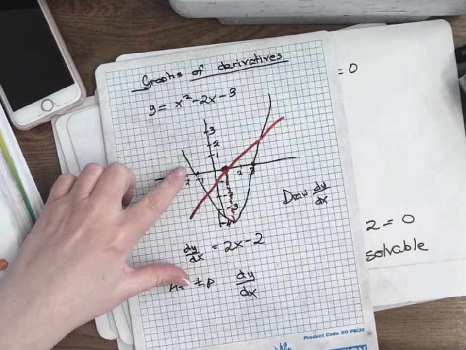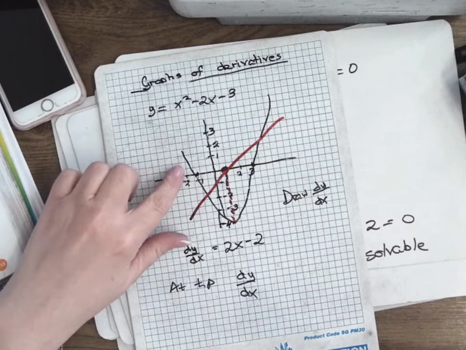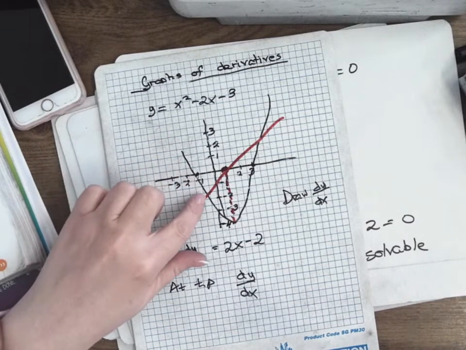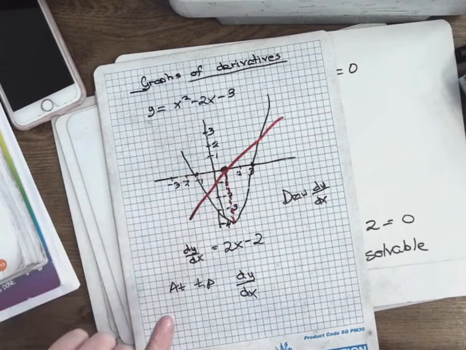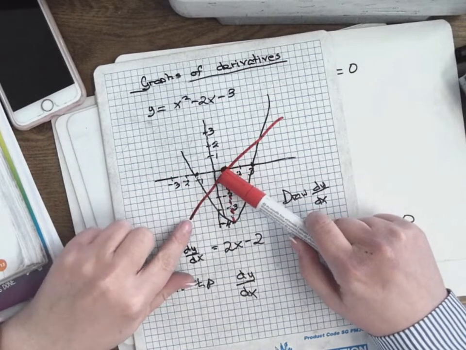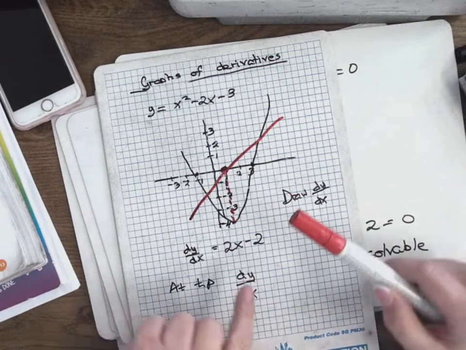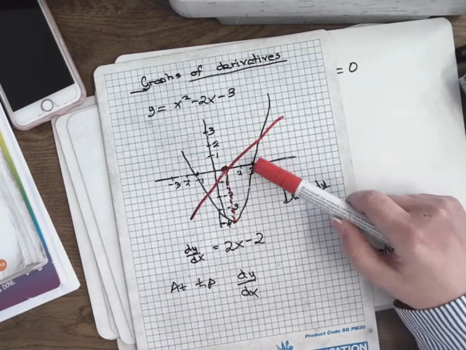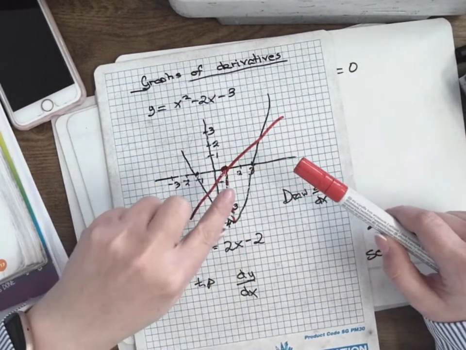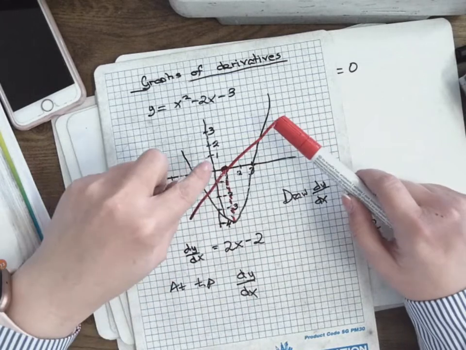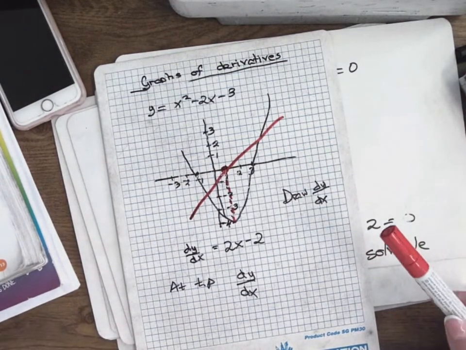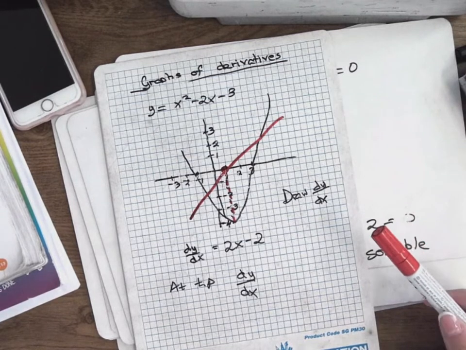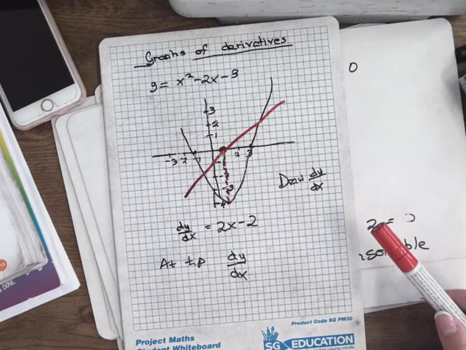And if you think about it, coming down here, the slope of the tangents at all points from here to here are negative. So that means dy dx is negative, which means it's below the x-axis. And up here, all the slopes of the tangent will be positive. So that means dy dx is positive, which means it's above the x-axis. So that's just another way of telling you how right you are. Okay? Okay, have we got it?